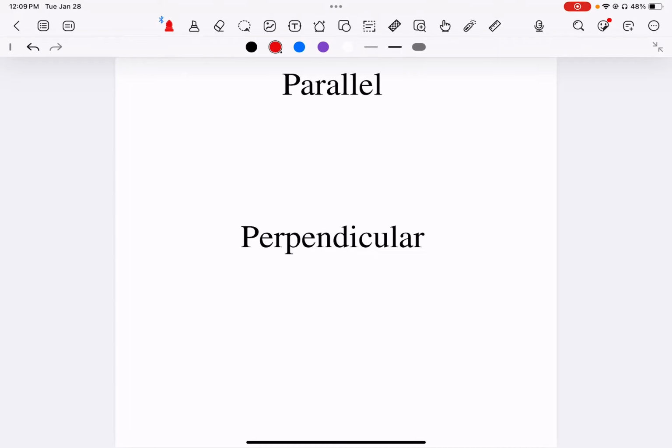This lesson is going to be on writing the equations of parallel and perpendicular lines. So parallel lines are lines that never touch. And the slopes of parallel lines are equal to each other. Perpendicular lines are lines that cross to form right angles. So right angles are 90 degrees. So perpendicular lines cross to form right angles.